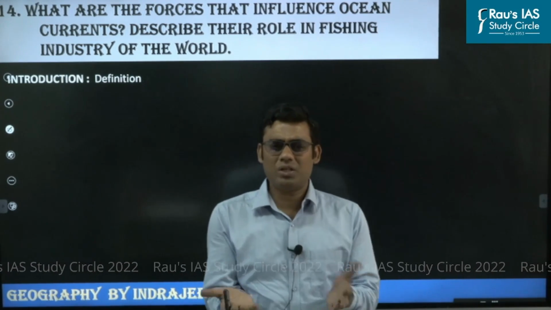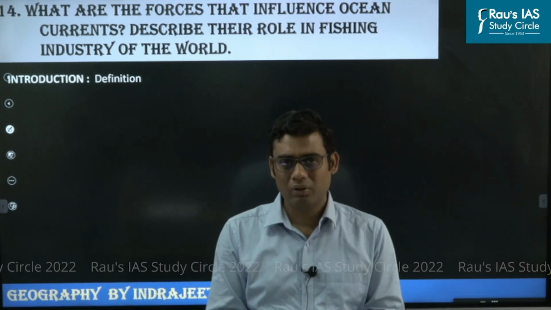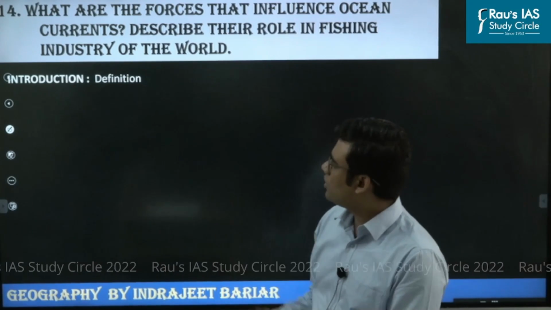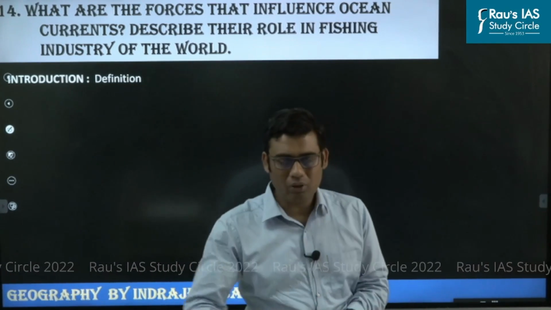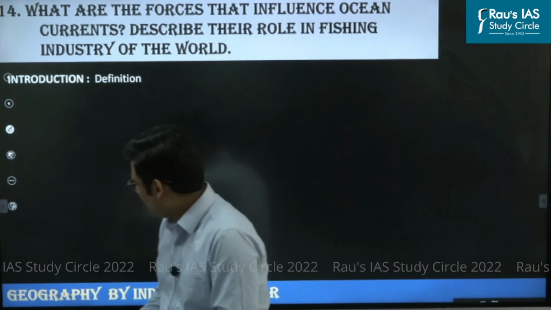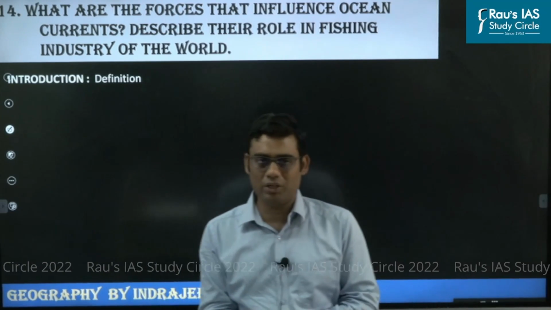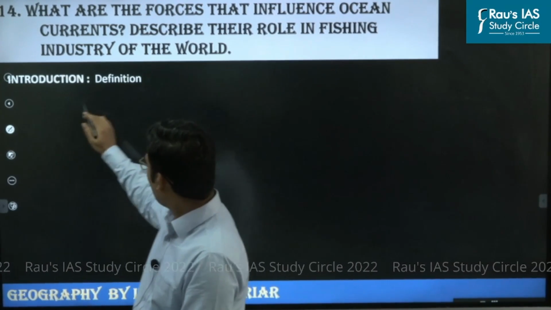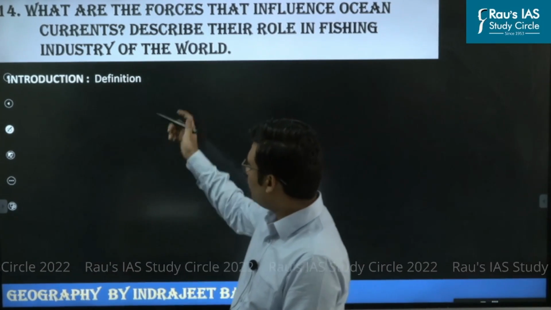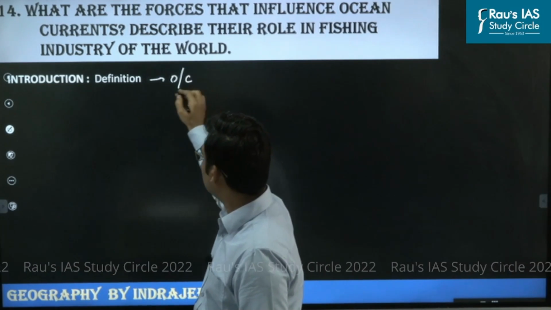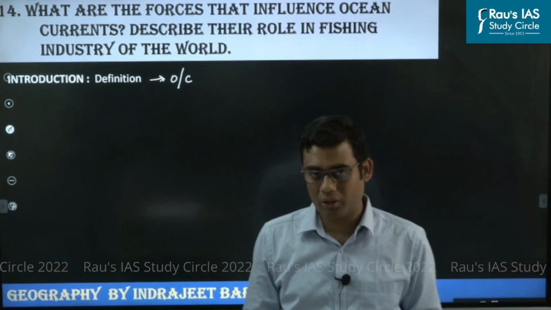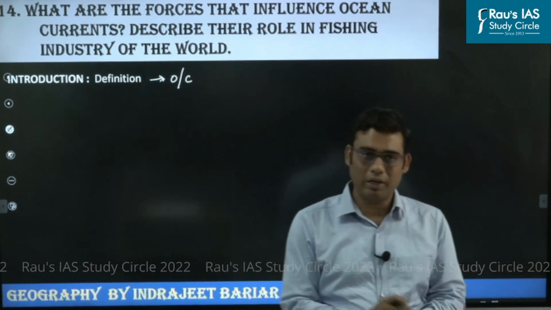Now, this is a direct question from physical geography, oceanography. No complication in the question or in the language of the question itself. So first, if you think of the answer in the introduction part, in these type of questions, it's a very good idea to start with the definition itself. So over here, in the introduction paragraph, we will write the definition of ocean currents: that ocean currents are the movement of large mass of ocean waters in a particular direction.